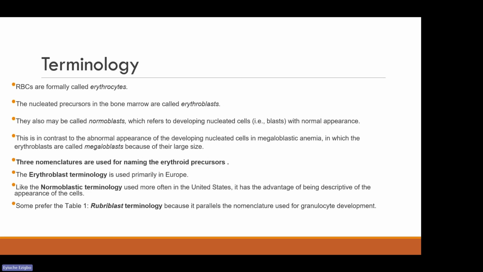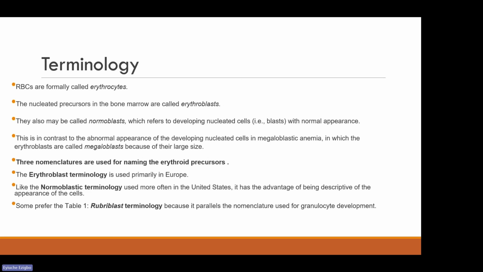They may also be called normoblasts, which refers to developing nucleated cells with normal appearance. Some schools of thought call them normoblasts because, although they are still in their precursor stage of development, they are normal. So some people prefer to use the term normoblast. The others use erythroblast.